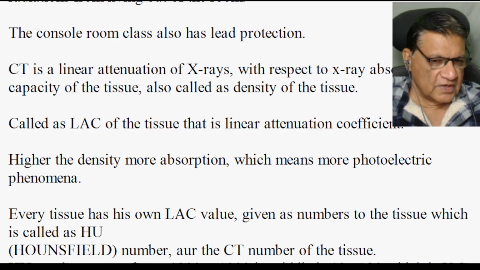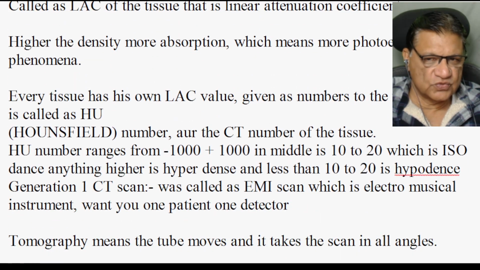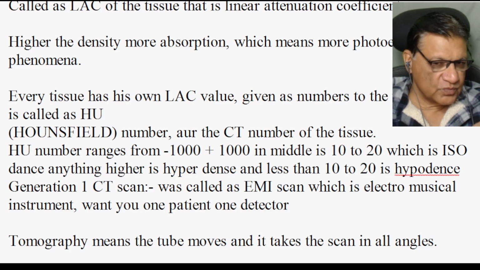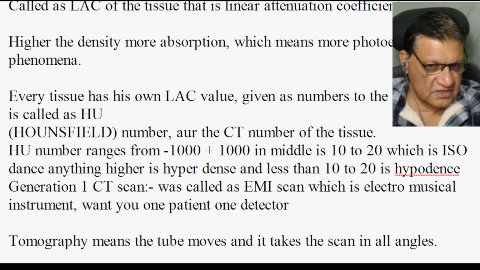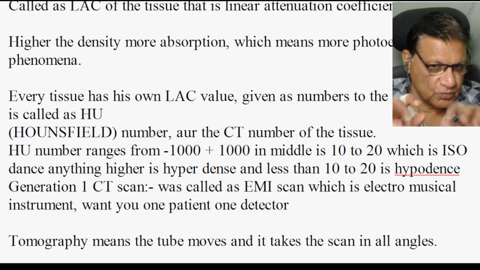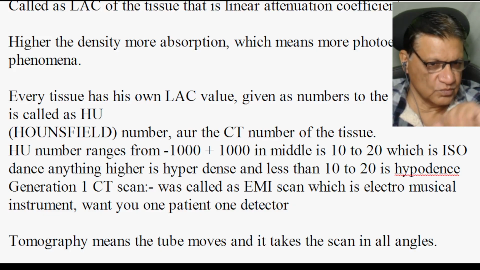Every tissue has its own LAC value, given as a number for the tissues, which is called the HU or the Hounsfield number, the CT number of the tissue. So HU number, Hounsfield number, CT number. Now why is this important? Because this has to be fed into the machine. There are set numbers for the set tissues, which usually the technicians know, and before doing the CT they feed those numbers into the machine.